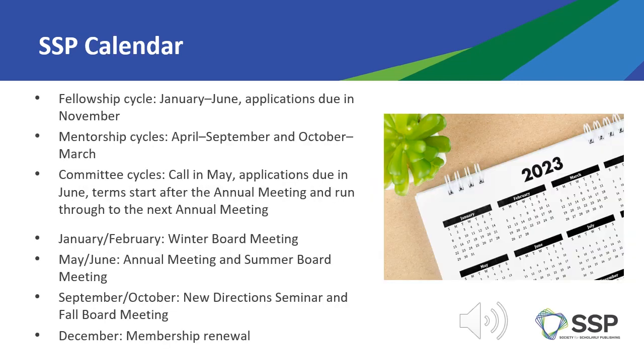There are a few important cycles and dates in the SSP calendar that go through the same pattern every year, so if you want to get more involved in SSP, these are good to know just to have in mind. The first one is our fellowship cycle, so fellows apply in November, and then the cycle of their fellowship starts in January and runs through our annual meeting in June. We have 2 mentorship cycles every year, one from April to September and one from October to March.